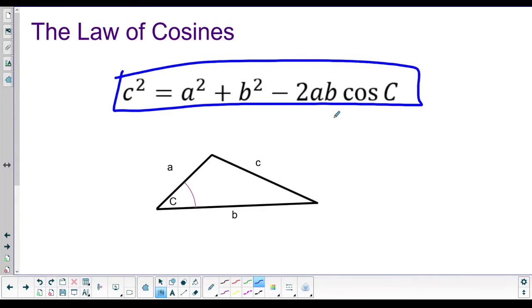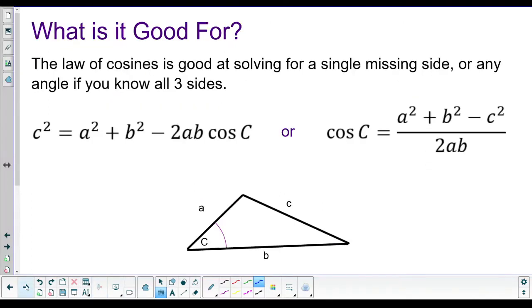You're going to want to remember this for the rest of your life. But let's go see what it's good for, and now let's do some examples. So what is it good for? Law of cosines does two things very well. It is good at solving for a missing side.